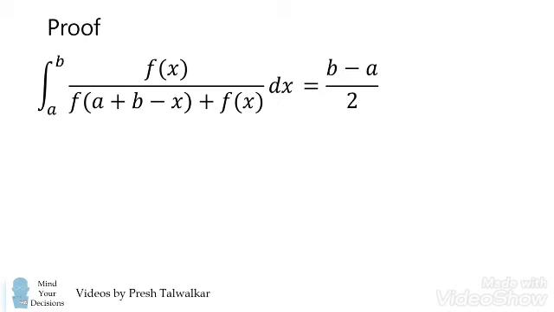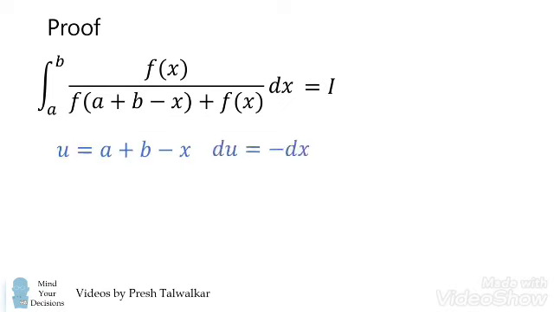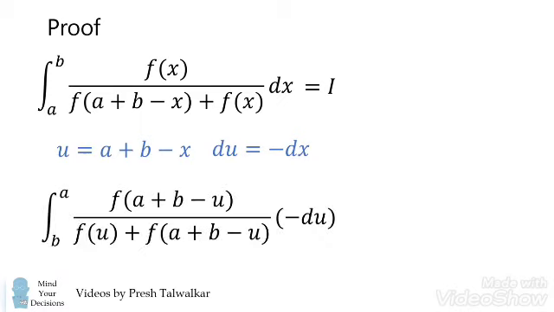So now we want to do a quick proof of why this formula is true. Let's suppose that this integral is equal to I. We'll do a substitution that u is equal to a plus b minus x. Du will equal negative dx, so the integral becomes the following. Again, this will be equal to I because we've done a change of variables. Notice the limits of integration have flipped. We'll flip them back and that'll cancel out with this negative.